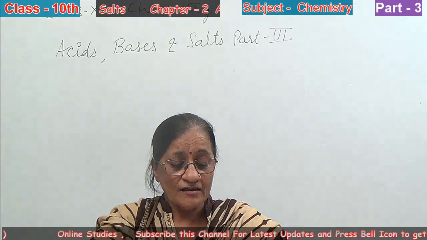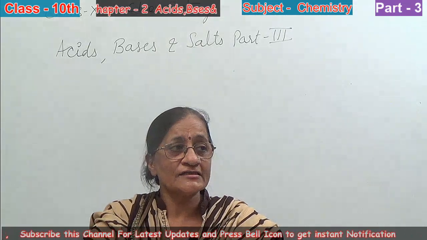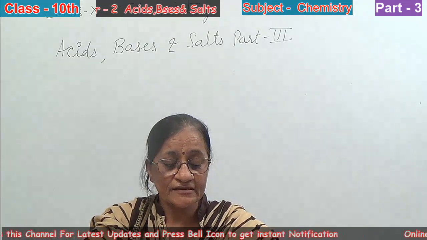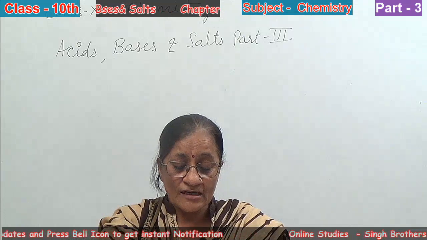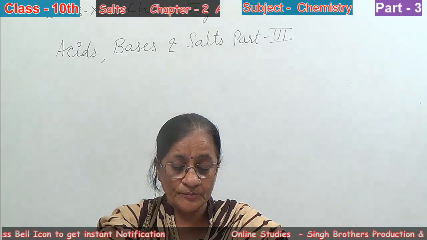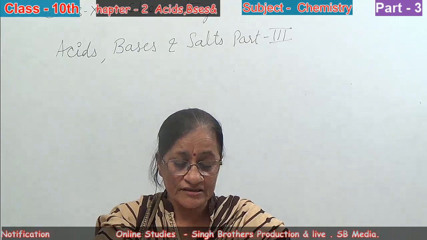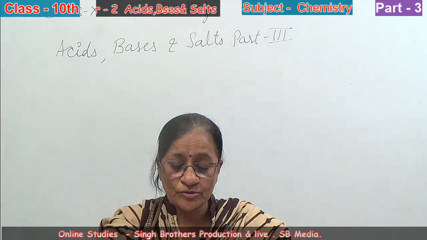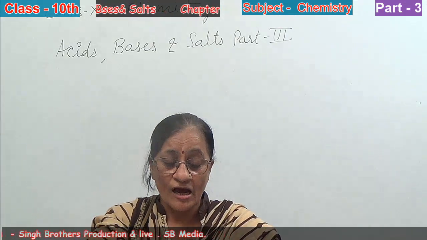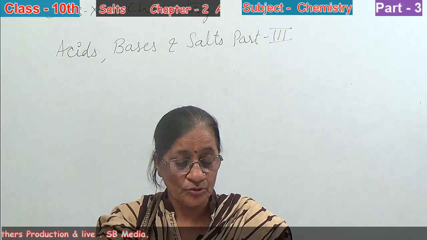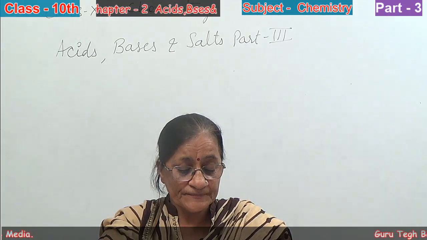The bases are sodium hydroxide, which is also called caustic soda, and its chemical formula is NaOH. Then caustic potash or potassium hydroxide, that is KOH. Then Ca(OH)2, calcium hydroxide, and magnesium hydroxide, Mg(OH)2. So, these are the examples of bases.